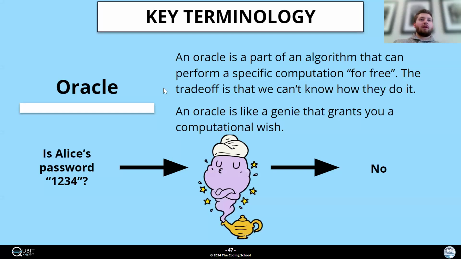So now it's time to formally define what an oracle actually is. All right, key term. An oracle is a part of an algorithm that can perform a specific computation for free. The trade-off is that we can't know how they do it. An oracle is like a genie that grants you a computational wish. Here, we are asking if Alice's password is 1234. The genie will tell us no. It doesn't tell us how it knows whether it's the password or not, but it runs this against the real password and determines no, it is not.